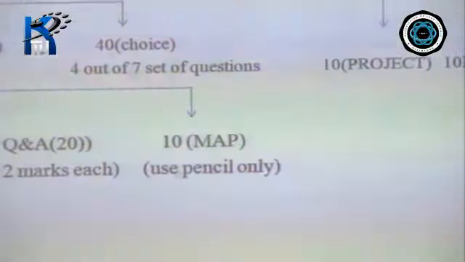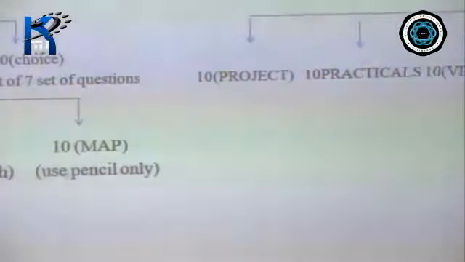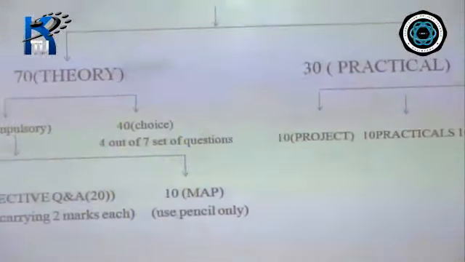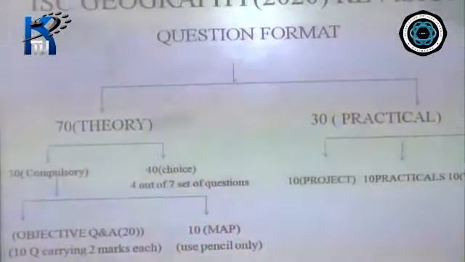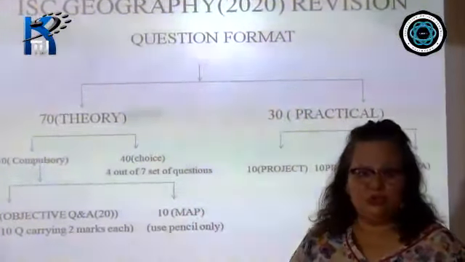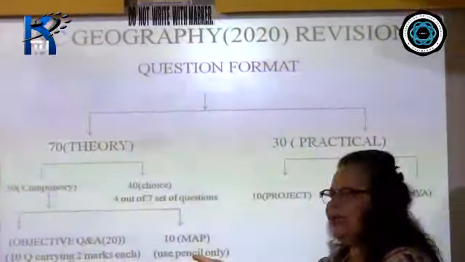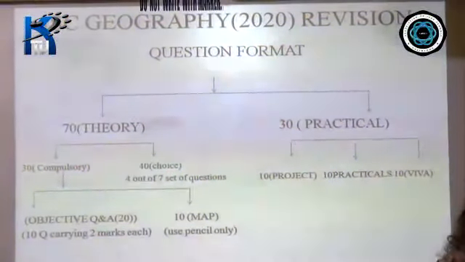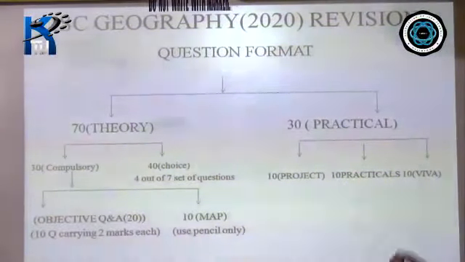Okay, and this part, 30 marks with objective questions and map work, is compulsory and has to be attempted. One thing I would like to make clear is that when you are doing your map work, please don't use your color pencils. Try to use only pencils, and if you have to shade anything within your map work, please use your pencils. Okay, and this 30 marks, you have already done it. That was project, practicals and viva, which has already been completed.